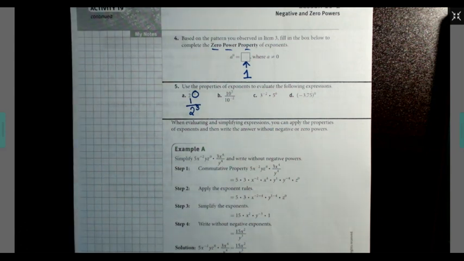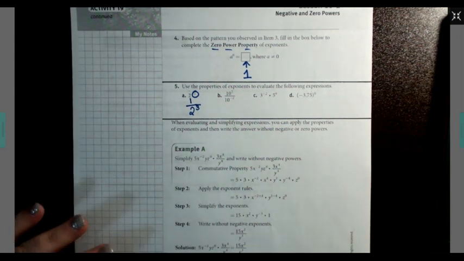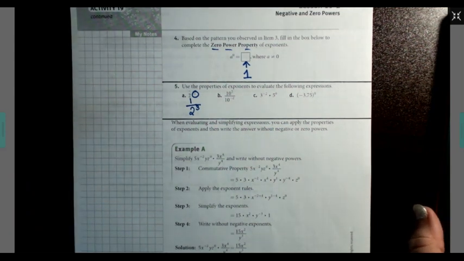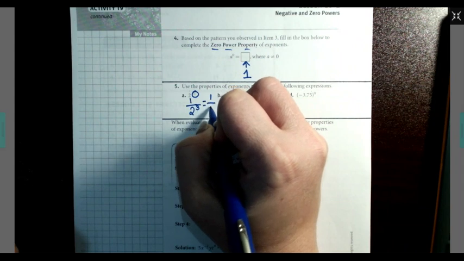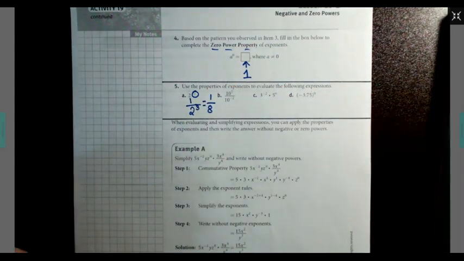Well, let me ask you, what is 2 to the 3rd power? 2 times 2 times 2, right? Which is 8. So 1 over 8.